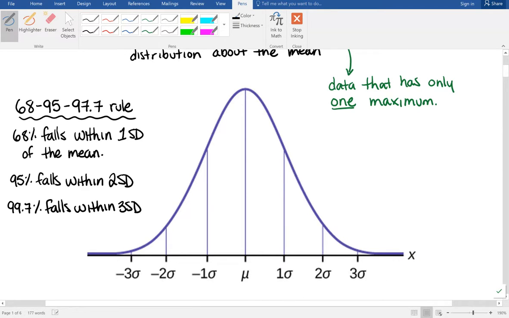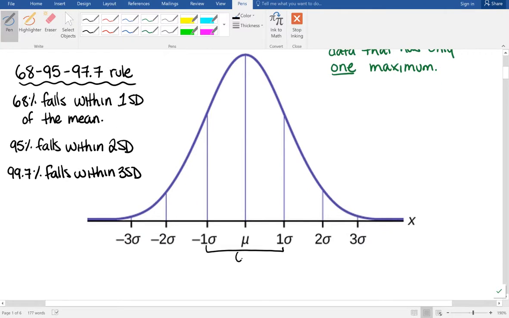What this is saying is that the 68% rule is that 68% of my data is going to fall within one standard deviation. So one standard deviation to the left and one standard deviation to the right. So if 68% of my data is represented in this portion of the bell curve, what I can say is that if I split this evenly, 34% would go here and 34% of my data would go there.